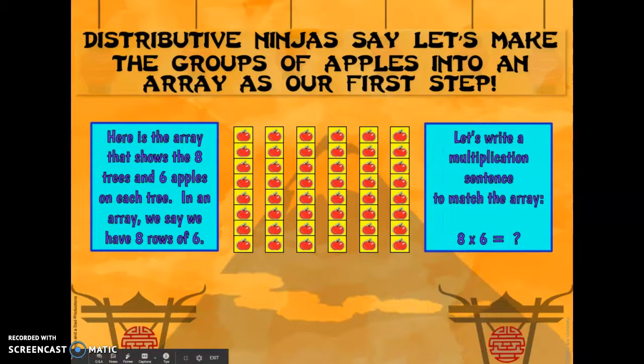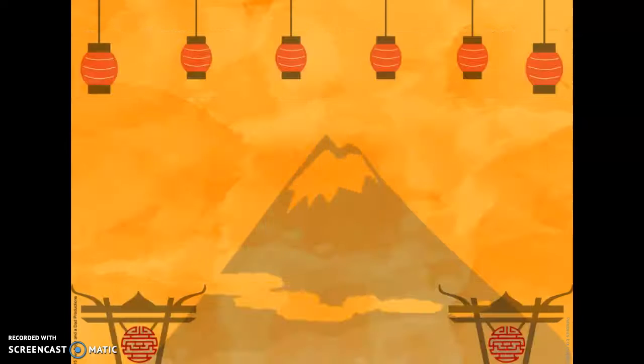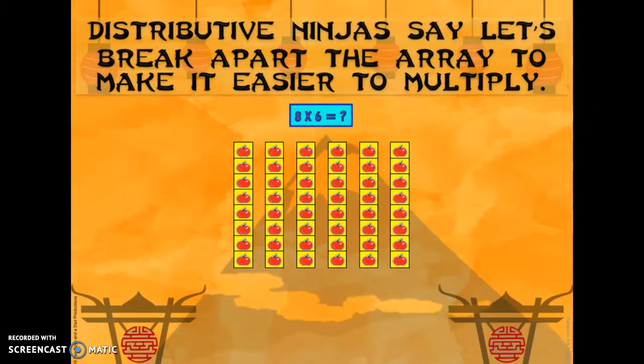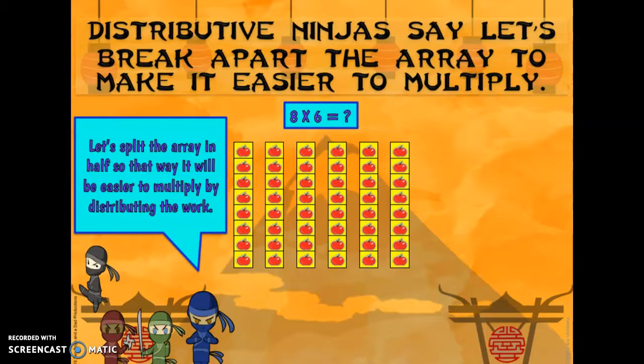Let's write our sentence. So we're going to have 8 times 6. Now, we may not know that fact. So we want to come up with a plan to help us distribute the work. So we have 8 times 6. We're going to split up the array in half so that it's a way that we could multiply easier. So we're going to split that work up.